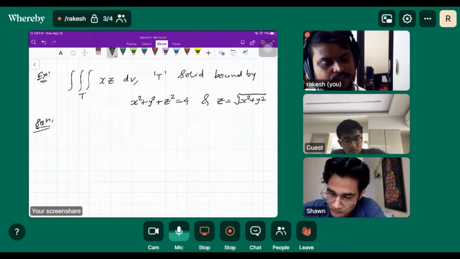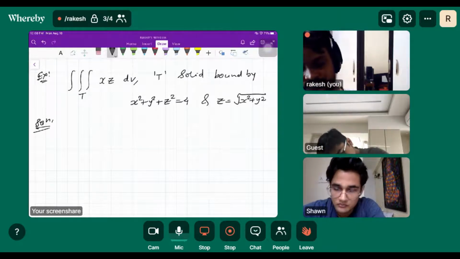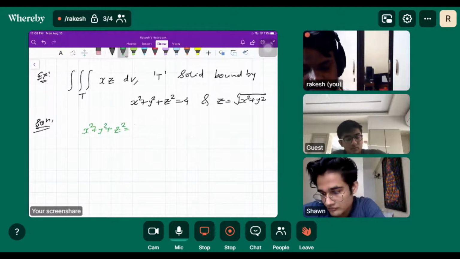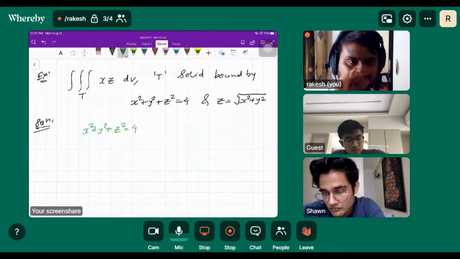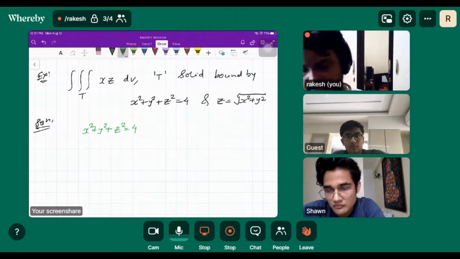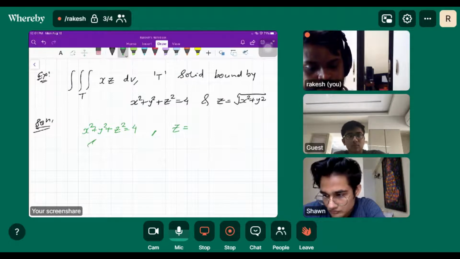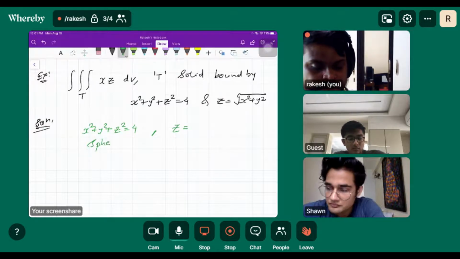See, what is x square plus y square plus z square is equal to 4? That's definitely a sphere, right? And what is z is equal to root x square plus y square?